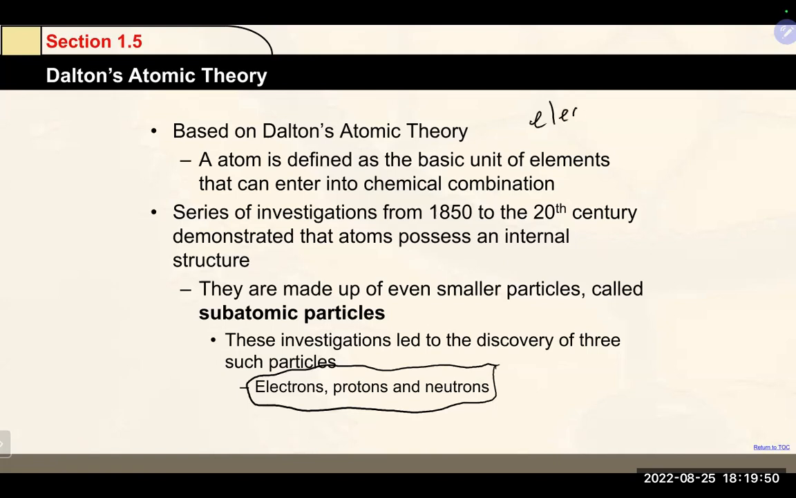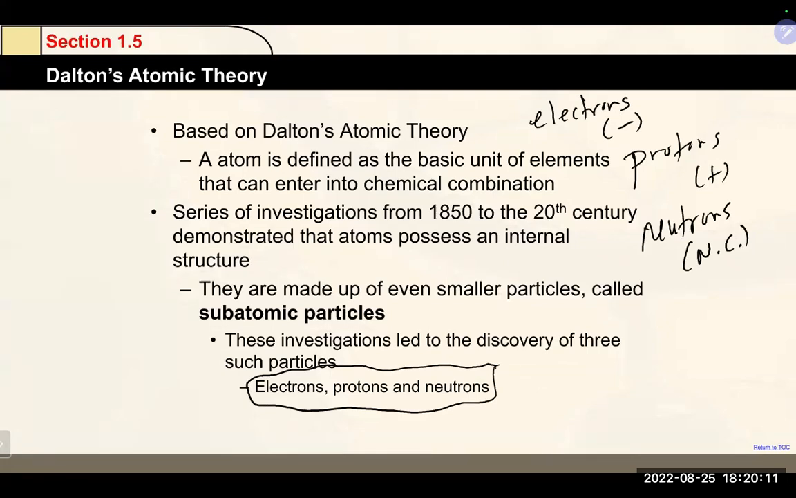Electrons, as you may know, are negatively charged particles. We have protons, which are positively charged particles. And we have neutrons, which have no charge. They are found in different places within the atom, and we're going to talk now about some of the experiments that helped us discover some of the properties of each of these particles, and where they are found within the atom.